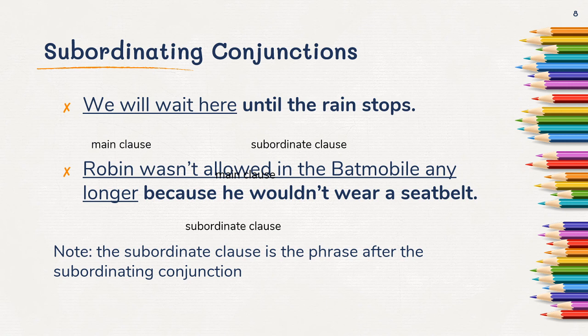Alright, so just to note, the subordinate clause is the phrase after the subordinating conjunction. That sounds a bit complicated, but it's just to say that the subordinating clause is the set of words that comes after the subordinating conjunction. So in this case, because he wouldn't wear a seatbelt, because is our conjunction, and he wouldn't wear a seatbelt is a clause. All right, I'll give you another few minutes, internalize, take notes if you have to. Pause the video if you will. All right, let's move on.